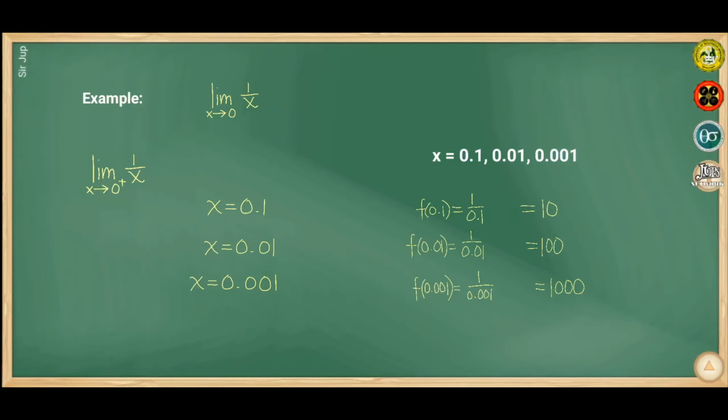Kung napapansin nyo, pataas ng pataas ang value ng f of x kahit magkalapit lang ang 0.1, 0.01, and 0.001. At ang f of x ay hindi nag-approach sa isang finite value. Ibig sabihin, f of x tends to go higher to infinity as x approaches 0 from the right. Ibig sabihin, limit of 1 over x as x approaches 0 from the right is positive infinity.